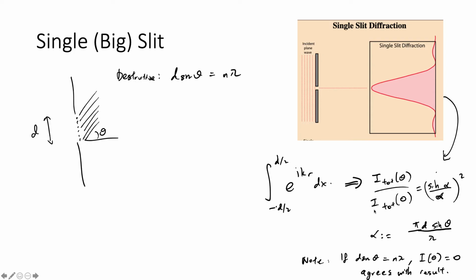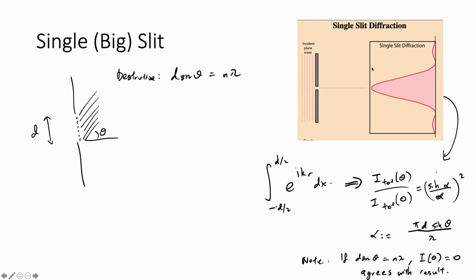You can find it in the book of competitive physics for physics Olympiad, but you go through some integral and you see that this is the resultant intensity pattern on the screen. So you see sine alpha over alpha, this might be seen as the sinc function, where alpha is defined to be this.